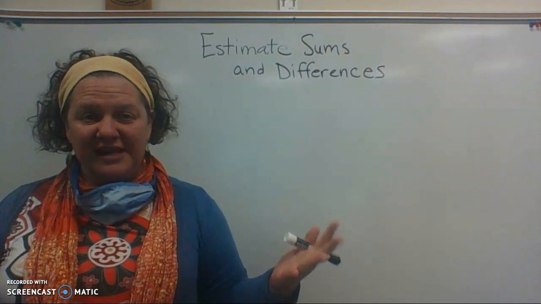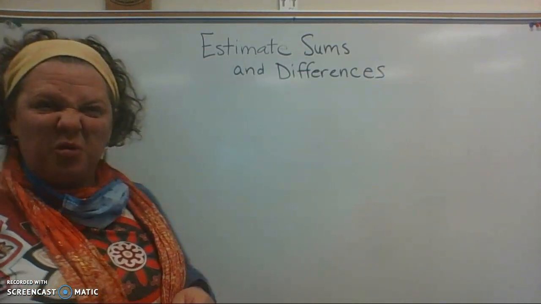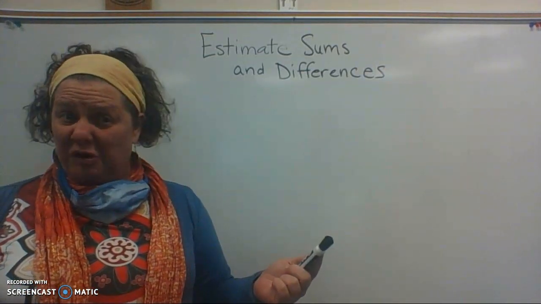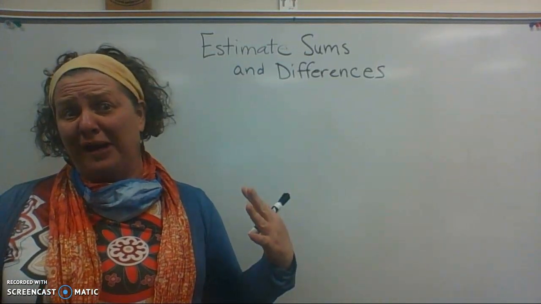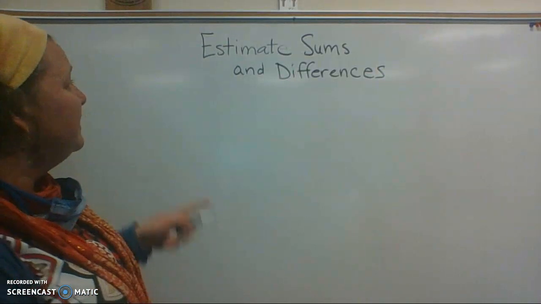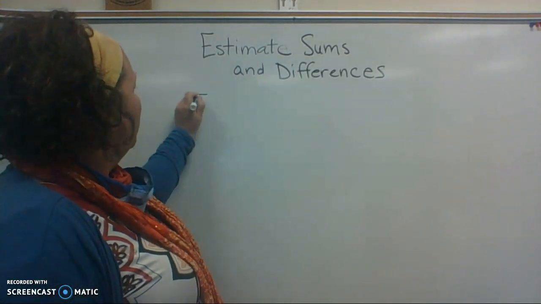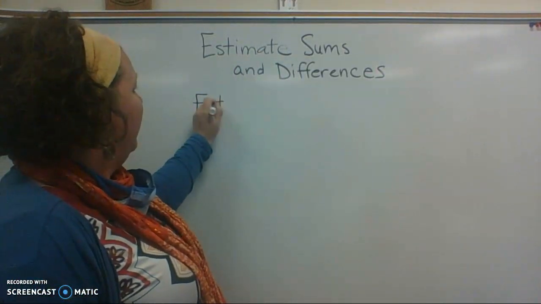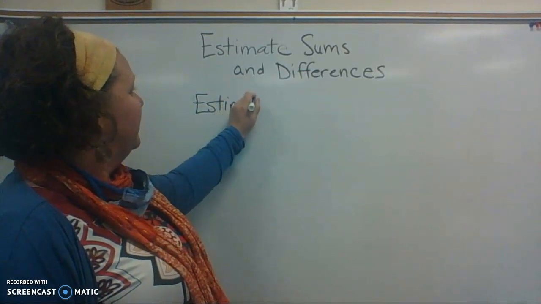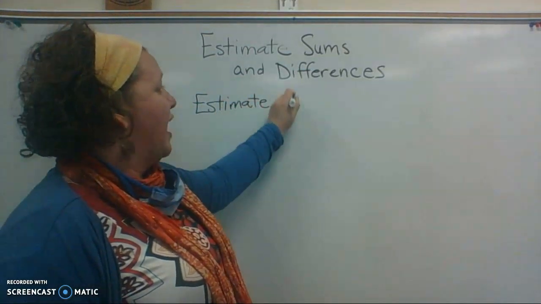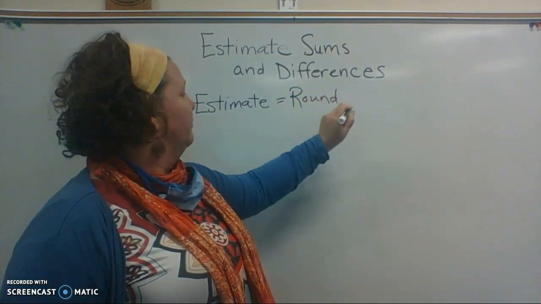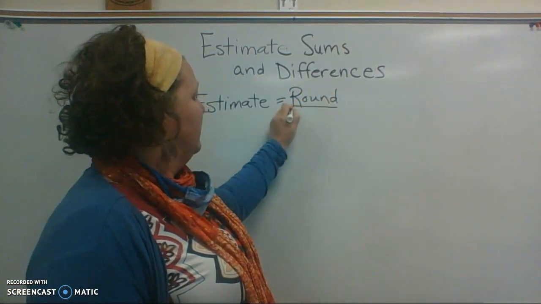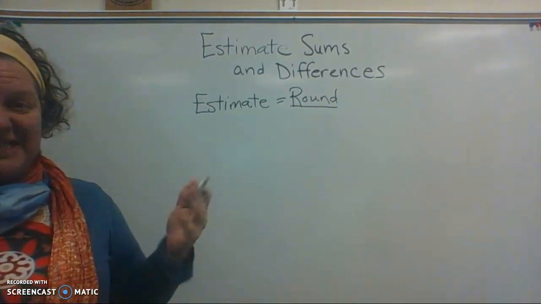When we see that word estimate, or if we see the word about, which we see in story problems a lot, it might say estimate something or about how many in a story problem. Whenever we see those keywords, estimate, that means round, okay? So if you see estimate, then you need to round. That's a great thing to write down in your notebook so you have that in your notes. So estimate equals the same thing as round.